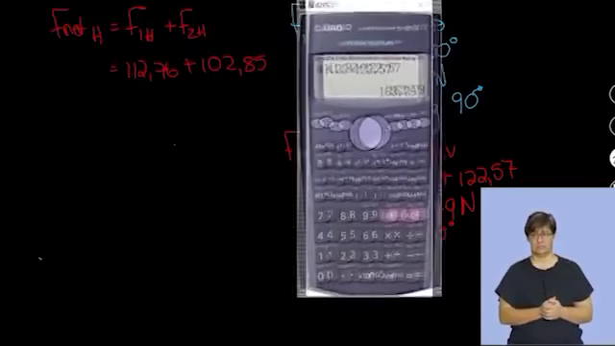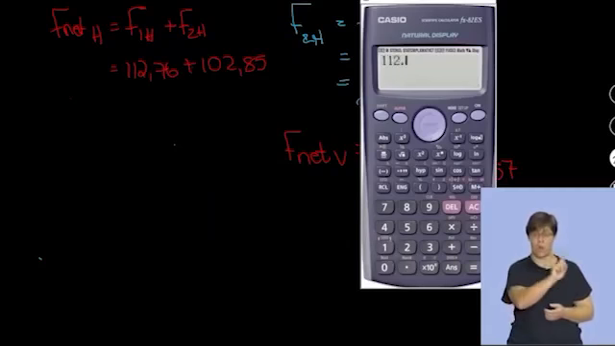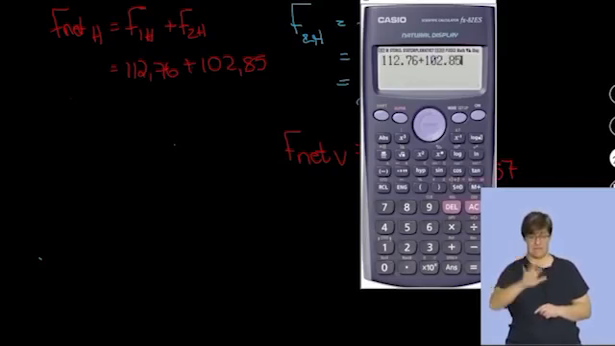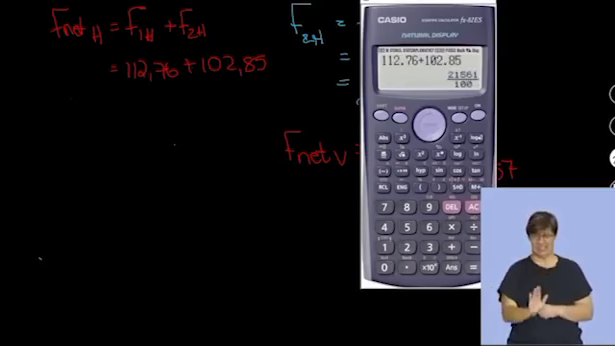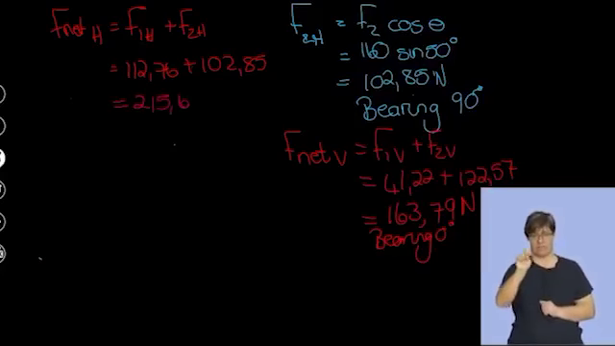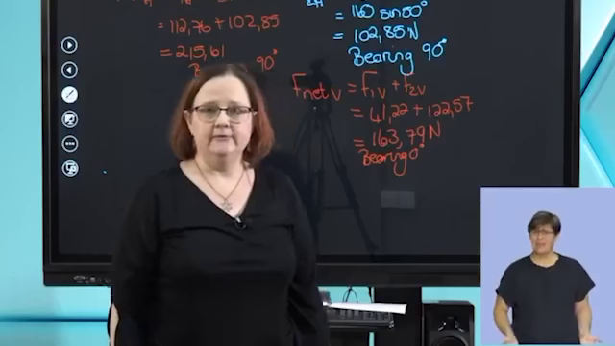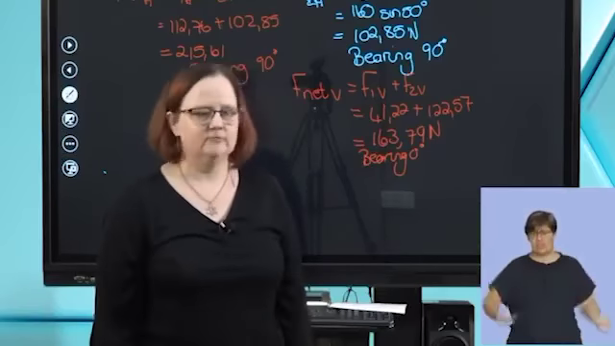Let's move this so that we can actually see it nicely. So we've got 112.76 plus 102.85. Again, can't use fractions, make sure it's a decimal, so we have 215.61. So 215.61 bearing 90 degrees. And once again, you are probably still looking at me and going, really? We still haven't finished. No, we're not.